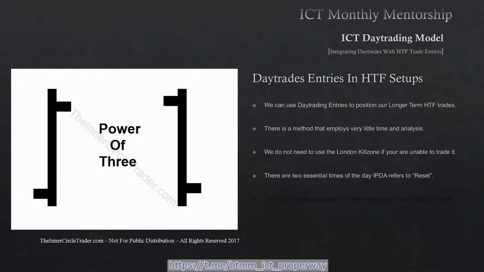There are two essential times of the day IPDA refers to reset. The daily candle can point out the ideal entries for all styles of trade. Now, when we look at a daily candle, obviously I've taught this in the past. Power 3 refers to the open, the rally or decline, and then close.